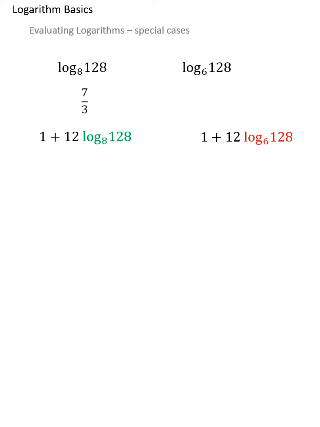So focusing on the left side, if I replace log base 8 of 128 with 7/3 and then use the basic order of operations, I can simplify this expression. 12 times 7 is 84. 84 divided by 3 is 28. 1 plus 28 is 29. And so while the expression on the left side simplifies to 29, the expression on the right side doesn't simplify to anything in particular at all.